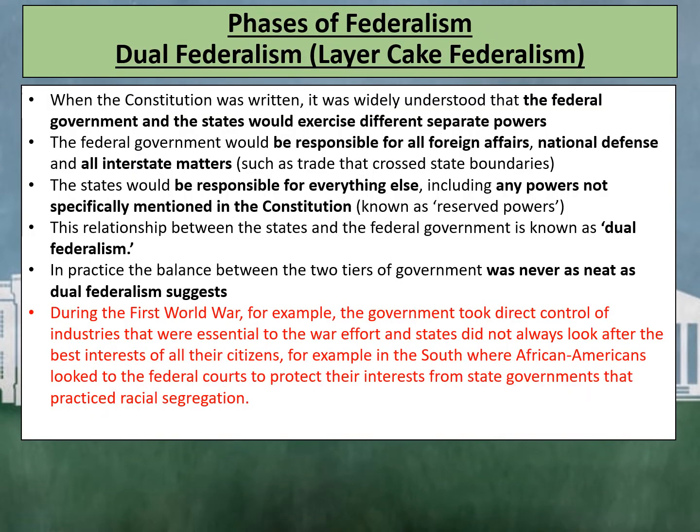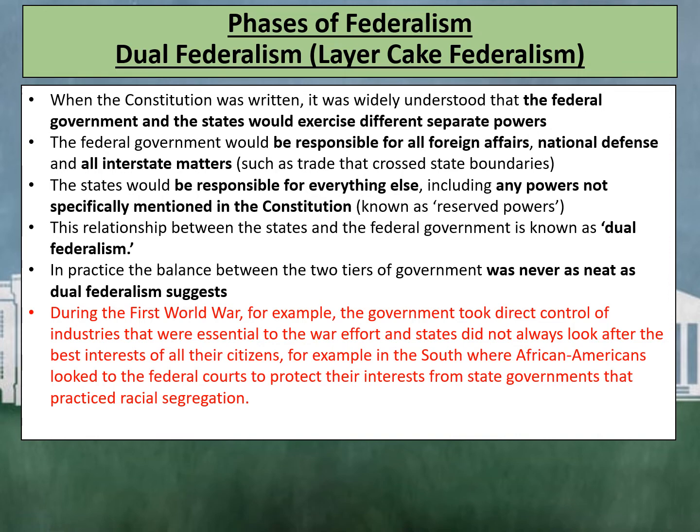When the Constitution was written, it was widely understood that the federal government and the states would exercise different powers. The federal government would be responsible for all foreign affairs, national defense, and all interstate matters. The states would be responsible for anything else, including any powers not specifically mentioned in the Constitution. For most Americans, this meant that the majority of decisions affecting them would be made by their state government, which in principle best understood them and had their interest at heart. This relationship between the states and the federal government is known as dual federalism.